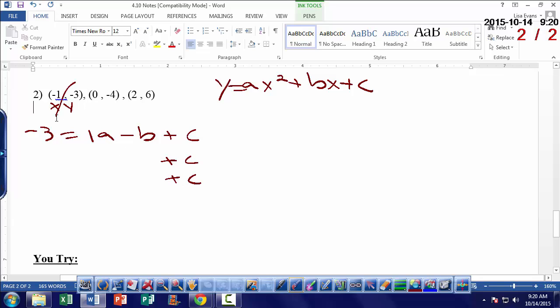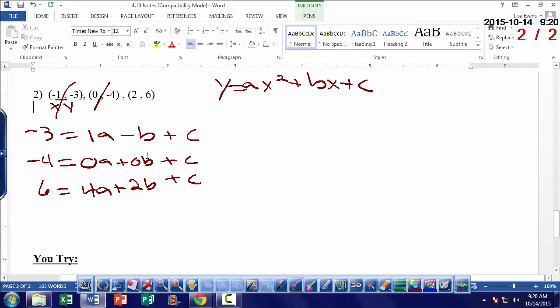Okay, let's go ahead and plug in the next equation. So I get negative 4 equals. Now 0 is okay. I end up with 0a. If that confuses you, leave it blank, but make sure you leave a space. We also get 0b. That's okay too. Leave a space for it. Now let's do the last equation. 6 equals, now we're plugging in 2 squared is 4a, 2b.